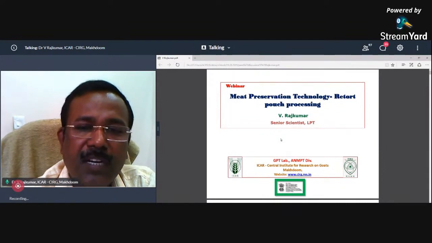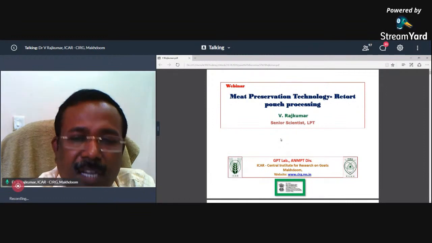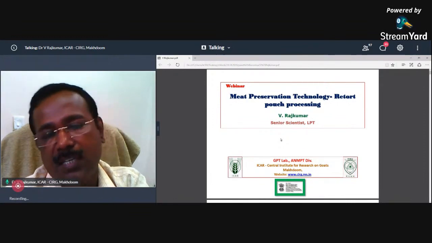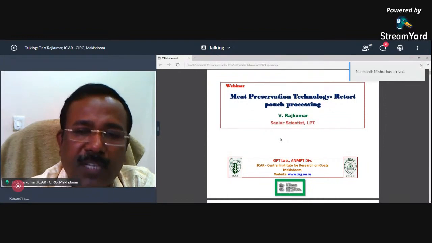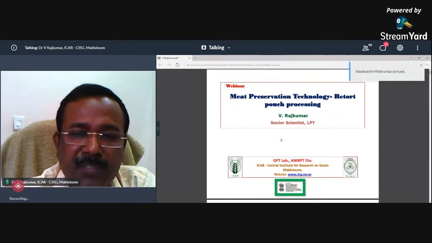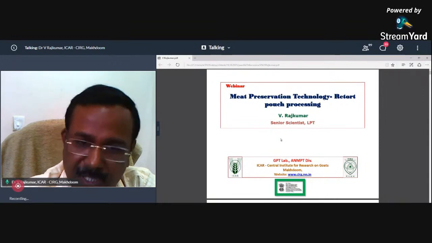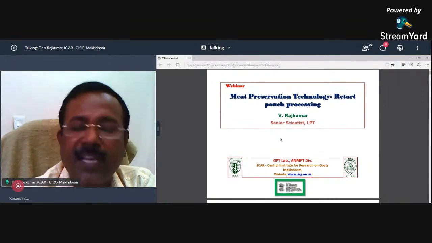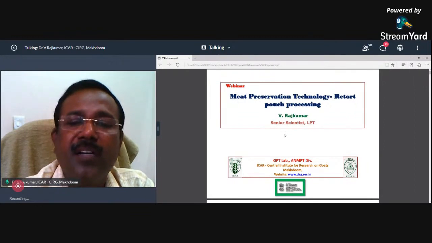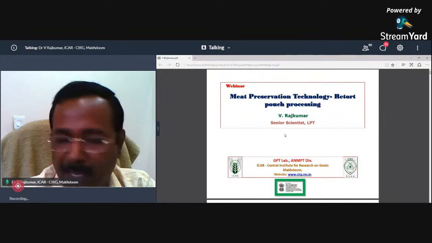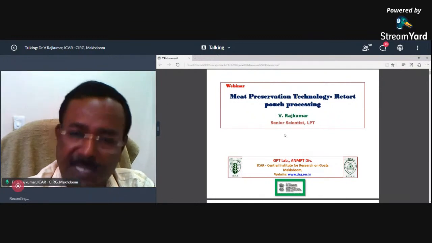So we were working on this area for several years, and the DST has given funding. From that, we have developed a lot of technologies where we can preserve meat and meat products at room temperature, especially the nuggets. Non-curry products can be kept at room temperature for a longer period, like 3 months, 6 months.